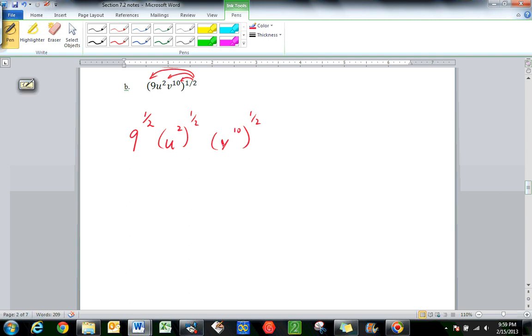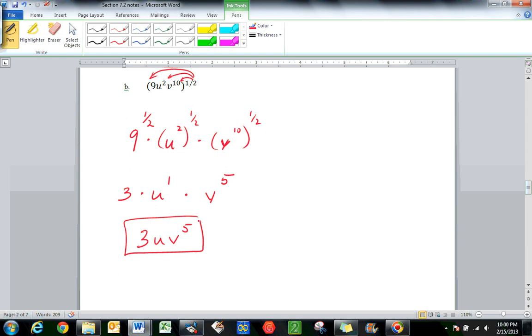Now, in this particular case, we're multiplying. Remember, anything raised to the 1/2 power is the same thing as taking the square root of it. So 9 to the 1/2 power is actually 3. Whenever we take a power of a power, we need to multiply these. So 2 times 1/2 is u to the first, and keep in mind all this is being multiplied together, and then 10 times 1/2 is 5, so that's v to the 5th. Of course I can squeeze all this back together again and write it as 3u v to the 5th as my final answer.